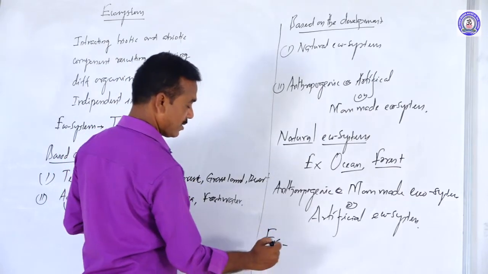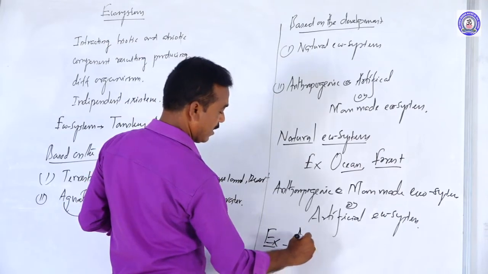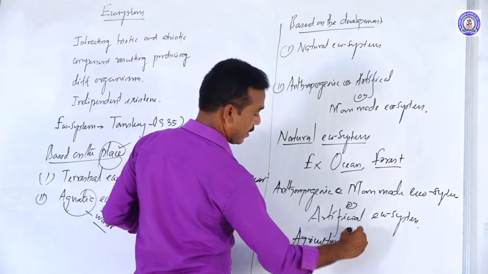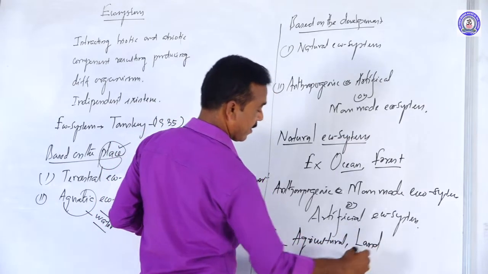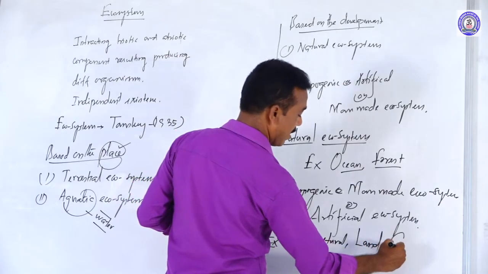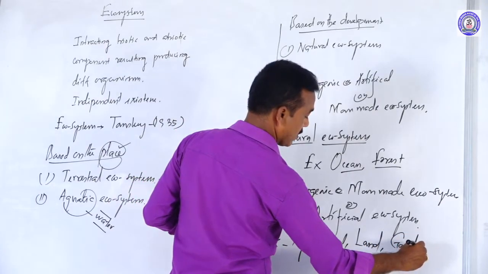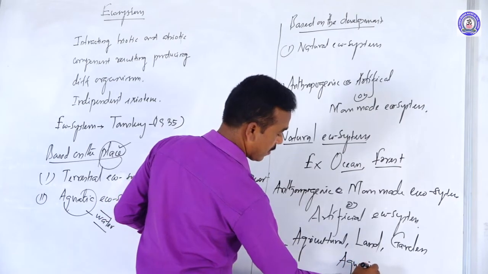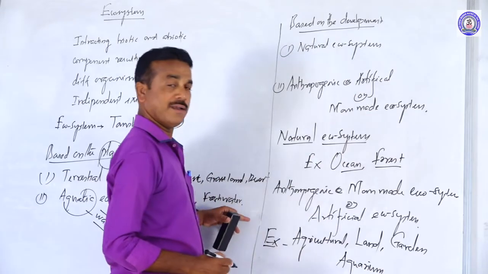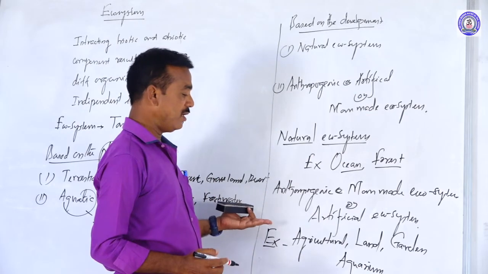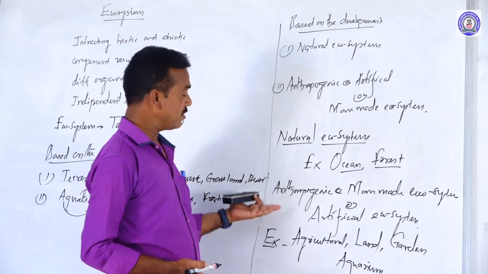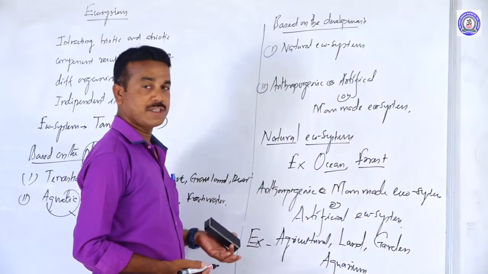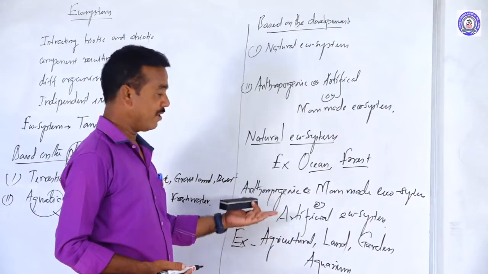What are the examples of anthropogenic ecosystem? Commonly called agriculture land, then gardens, then aquarium. Those are all developed artificially by the influence of human activities. So it is considered the anthropogenic, man-made or artificial system of ecosystem classification.